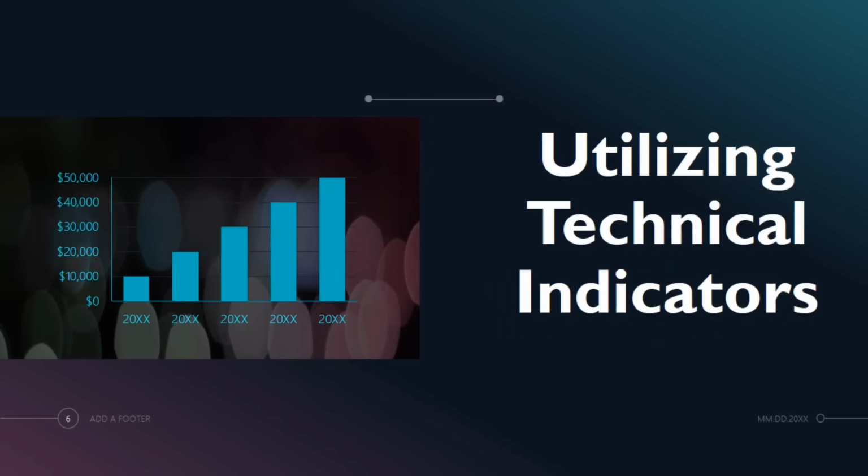Fifth, utilizing technical indicators. Now that we've laid the groundwork, let's supercharge our chart reading skills with technical indicators. These are powerful tools that crunch complex calculations to provide additional trading signals, confirming or challenging the information you gather from your charts.